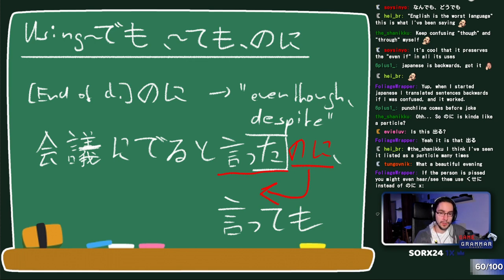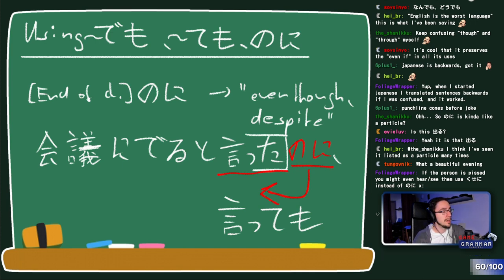You don't have to use it with a past tense. You can also say something like, I don't know, taberu no ni. Kekkyoku wa zenbu taberu no ni. I don't know, something like that. In the end, you always end up eating everything, right? That's more of a future slash non-past form. So it doesn't have to be past tense. It just needs to be at the end of a clause somewhere.